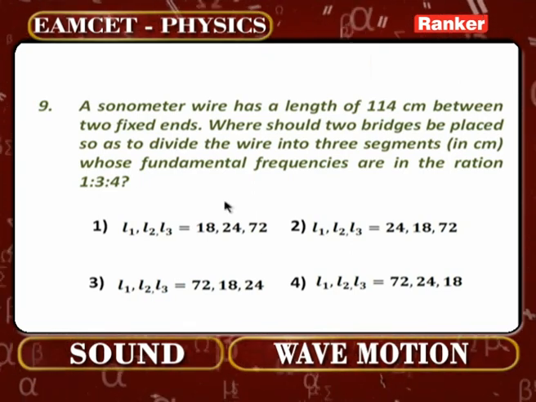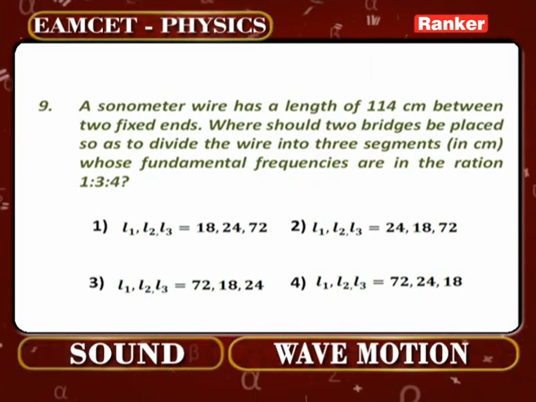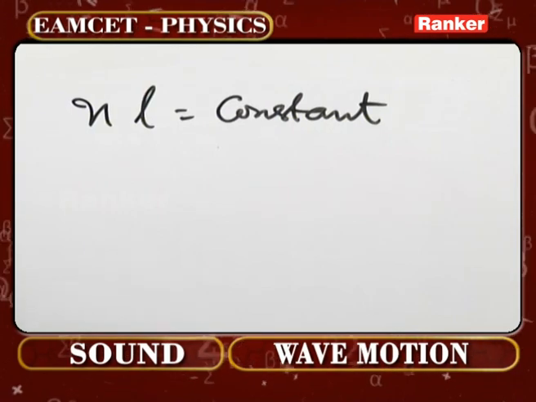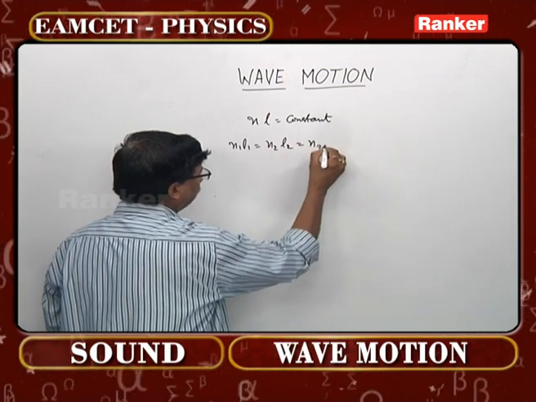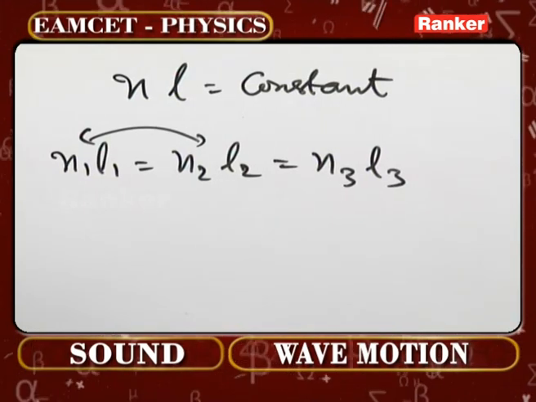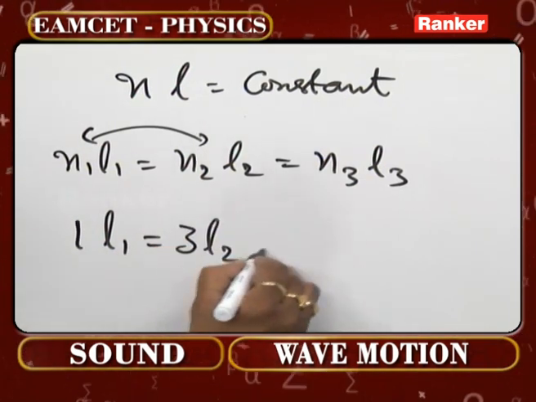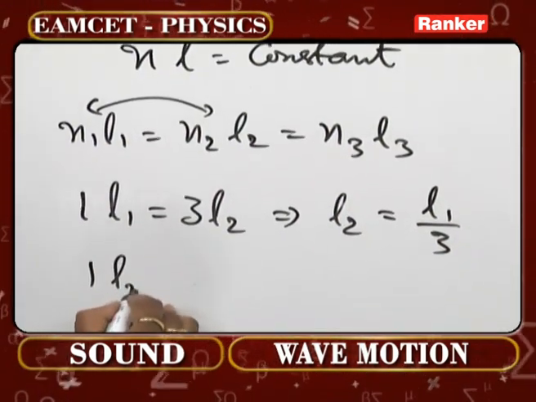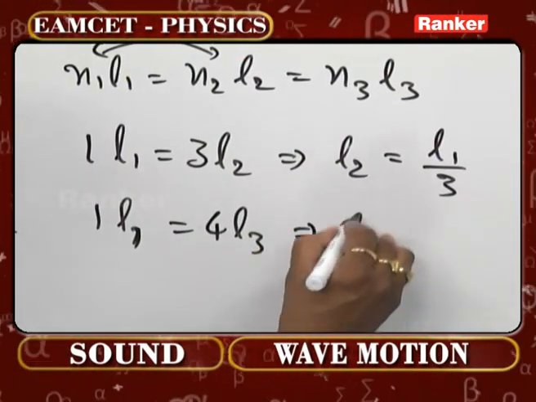This type of question has been asked several times at Eamcet. The simple logic for that one is N into L must be constant. This in fact is called the first law of vibrating strings. So we can write N1 L1 is equal to N2 L2 is equal to N3 L3. Come on, equate these two first. What is the frequency ratio given? 1:3:4. So 1 into L1 is equal to 3 into L2. Then L2 will be L1 by 3. Likewise 1 into L1 is equal to 4 into L3.